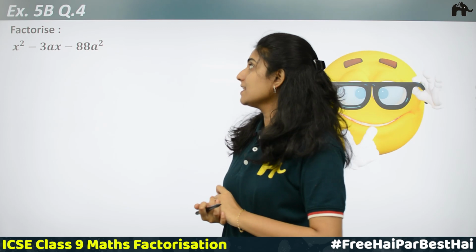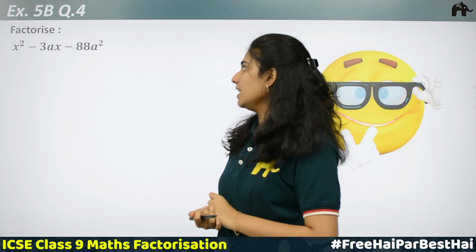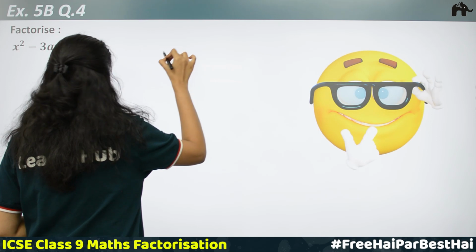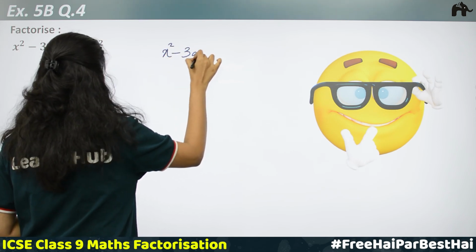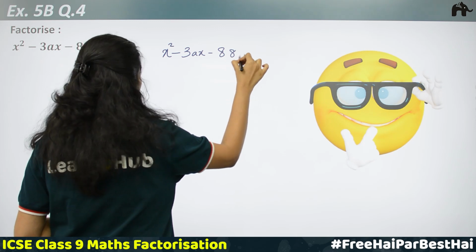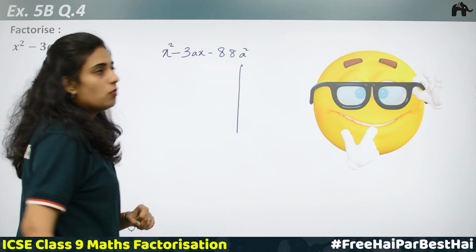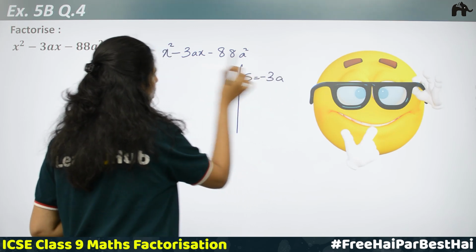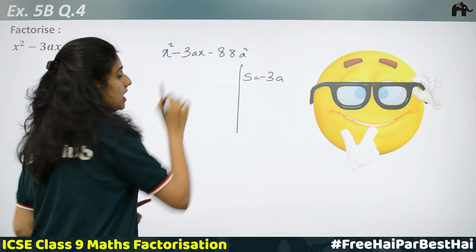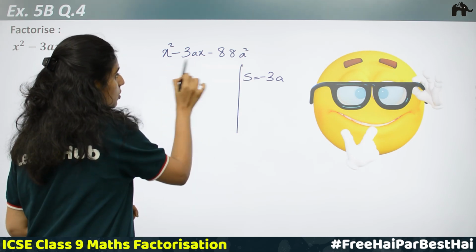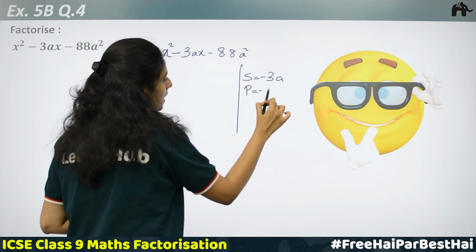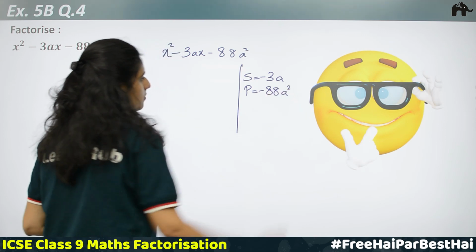Next, question 4 of exercise 5b, factorize x square minus 3ax minus 88a square. Now what should be the sum? Sum should be equal to minus 3a, not just minus 3 but minus 3a. Why? Because this is the coefficient of the x containing term. What about the product? Product should be minus 88a square.